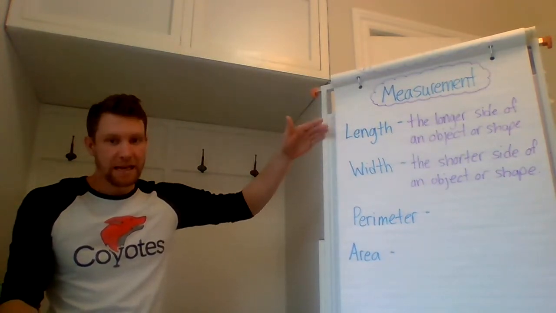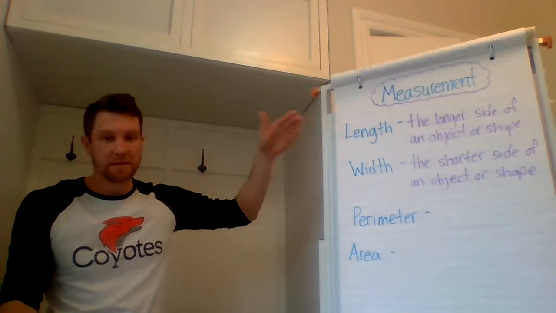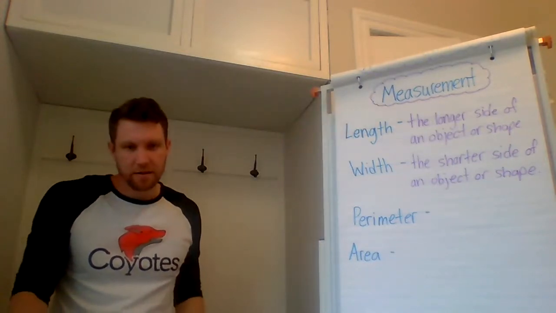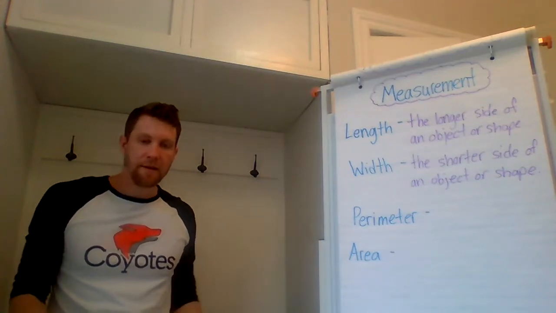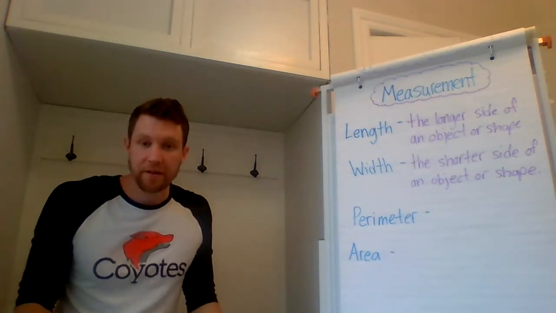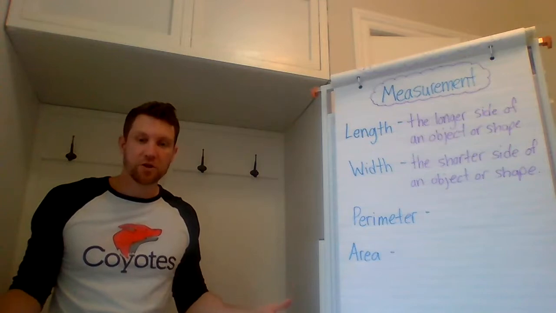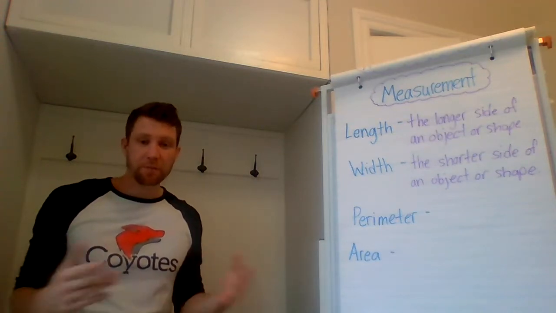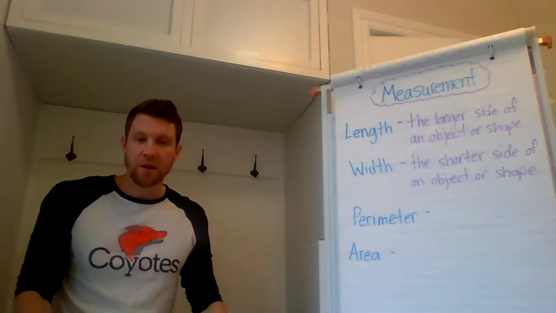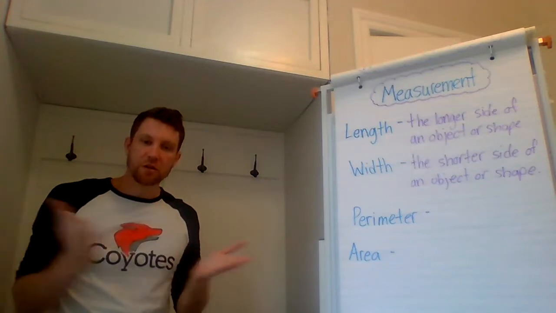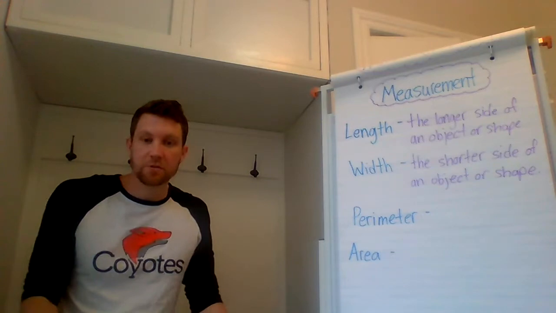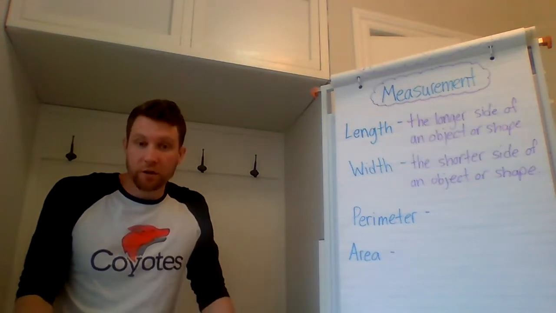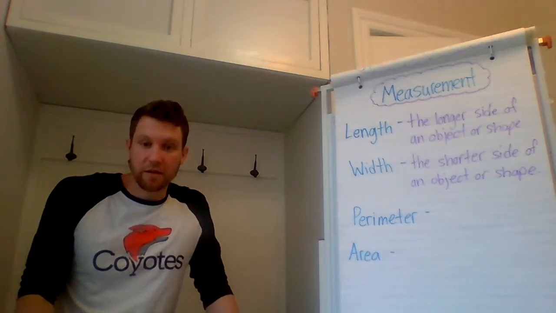Okay? And the length of an object or a shape is the longer side. So the side that is longer, we call that the length. And we've also learned about the width, which is when you're measuring an object or shape, the shorter side. So we've been practicing measuring rectangles, where we've measured the long side, the length, and the shorter side, which is the width. And you guys have been doing a great job with that as I've been looking at your Google Slides and Google Docs that you've shared with me.